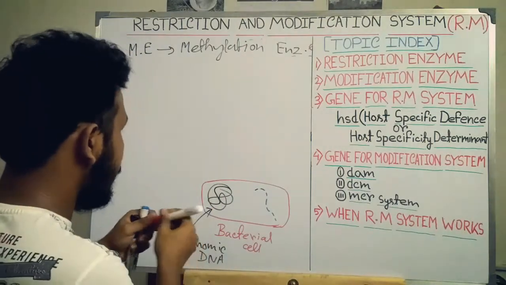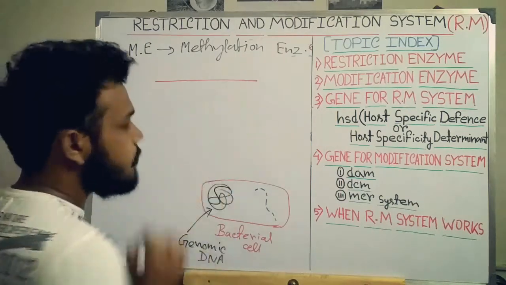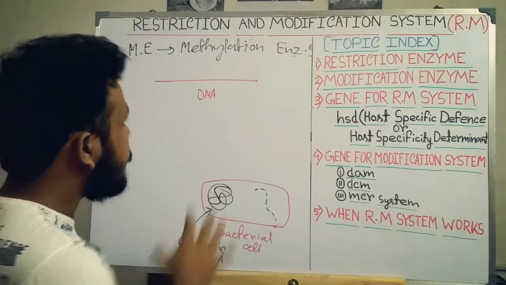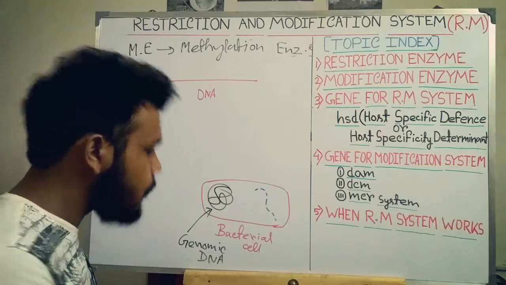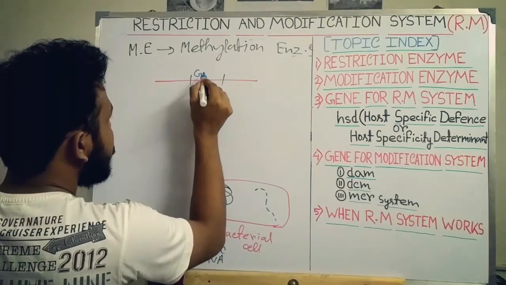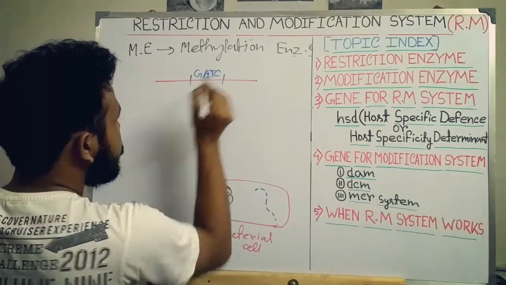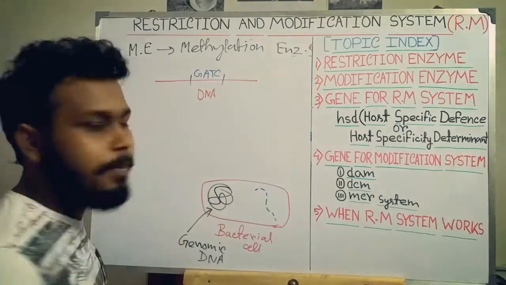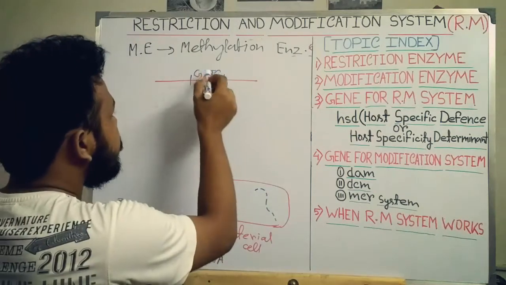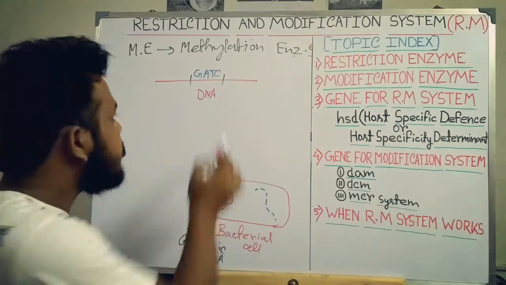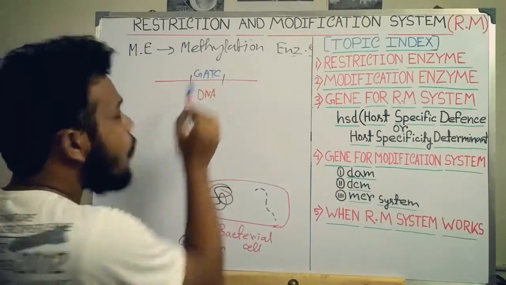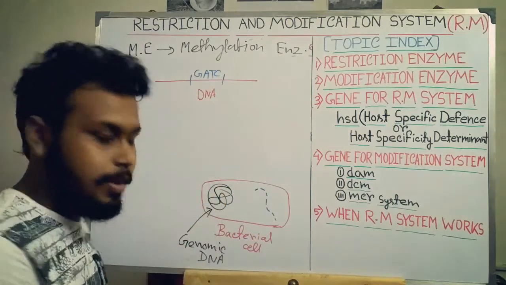So how do they methylate? Suppose this is a DNA strand, and this modification enzyme recognizes a particular sequence in the DNA strand. Suppose here a sequence is present, that is GATC. This modification enzyme recognizes this particular sequence, and modifies this sequence by adding the methyl group, that is the CH3 group, only in the adenine base or cytosine base.